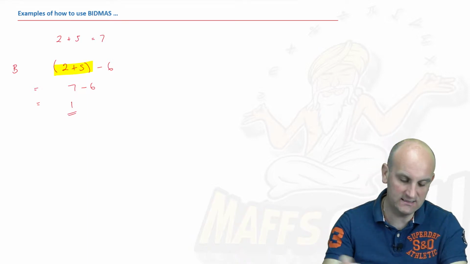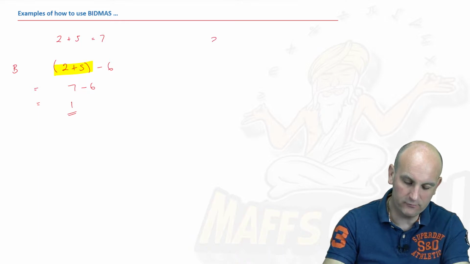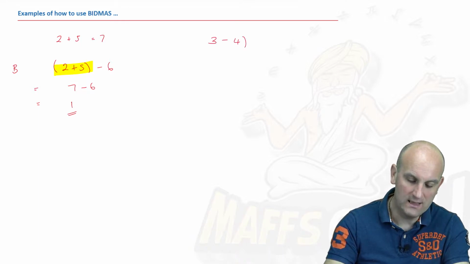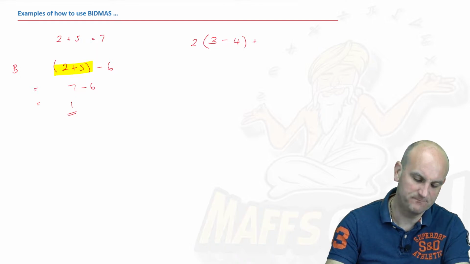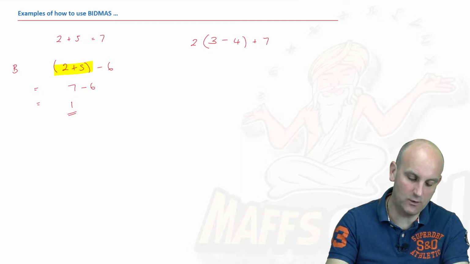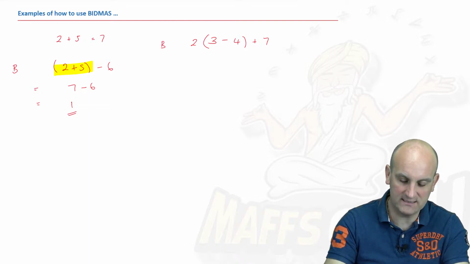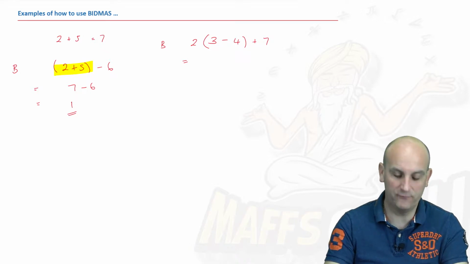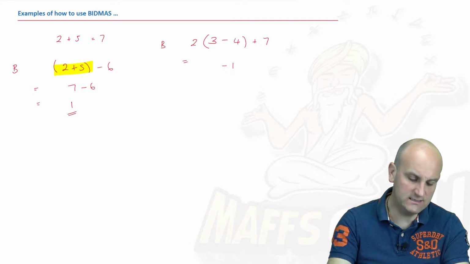Easy peasy lemon squeezy, yes? Happy so far. Right, let's come up with another example. What about 3 minus 4 in brackets? We'll put a 2 outside there, plus 7. All right, same thing. We've got some brackets in there. So BIDMAS tells me to start with my brackets. I'm going to put an equal sign, and I'm going to say that the brackets, 3 minus 4 in this situation, is negative 1.